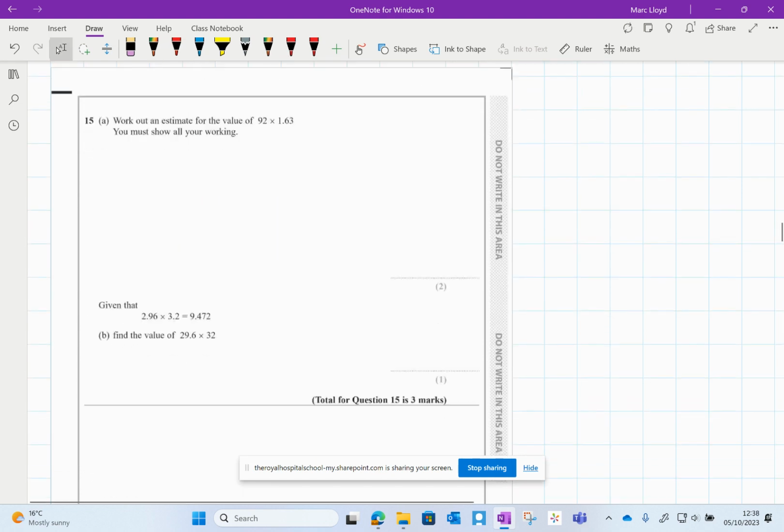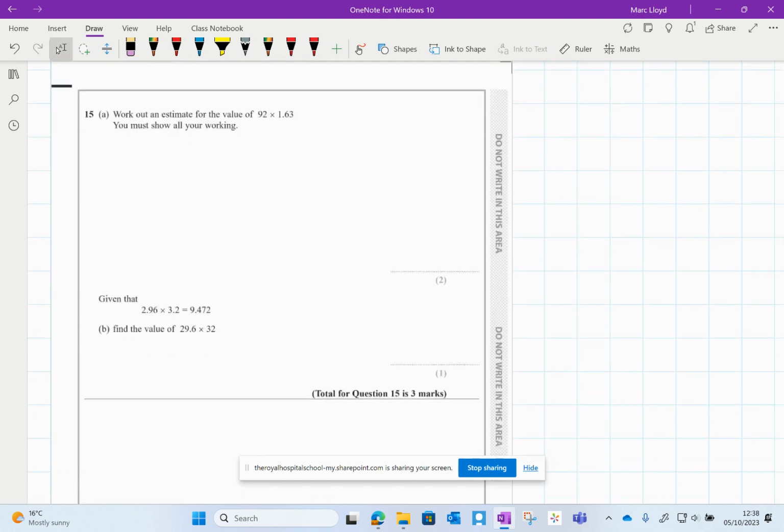Okay. 2 more. Work out an estimate for the value. Right, so when we're estimating, we're using these numbers and we're rounding it to one significant figure, which means that becomes 90 and this becomes 2. Don't be tempted to do 1.6. Don't be tempted to multiply by 92. Keep it easy for yourself. So 90 times by 2 gives us 180. You get 1 mark for the answer, and you get 1 mark for doing that rounding. If you don't do that rounding, then you're having a nightmare.